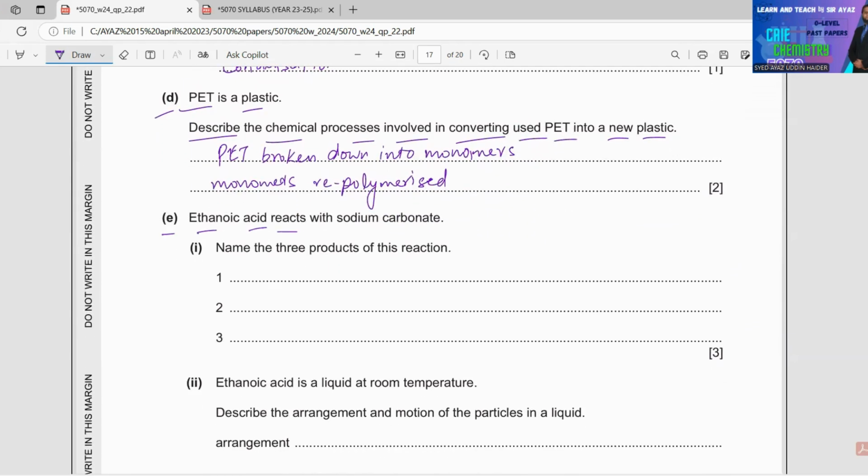Ethanoic acid reacts with sodium carbonate. Number one: name the three products of this reaction. This is a reaction between acid and metal carbonate. Whenever you react acid with metal carbonate, you will get three products: salt, carbon dioxide, and water. In this case, the salt must be sodium ethanoate. So you write sodium ethanoate as one of the products. The other two products will be water and carbon dioxide.